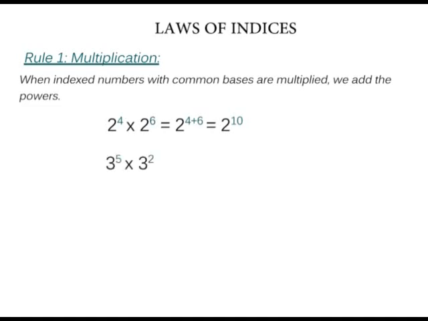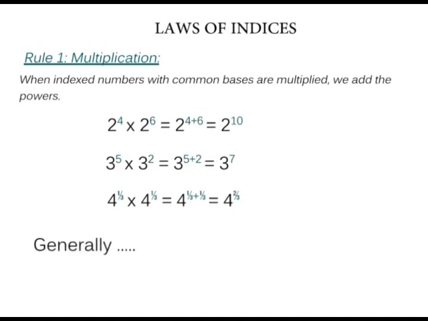3 raised to power 5 times 3 raised to power 2 is equal to 3 raised to power 5 plus 2, which is equal to 3 raised to power 7. 4 raised to the power of a third times 4 raised to power a third is equal to 4 raised to power a third plus a third, which is equal to 4 raised to power 2 thirds. And so in general, a raised to power n times a raised to power m is equal to a raised to the power of m plus n.